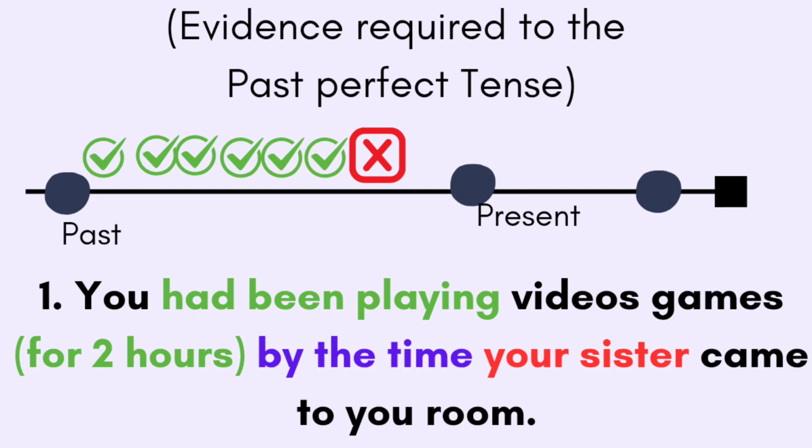Here, evidence is required, which means you have been playing video games for 2 hours. The moment your sister came to your room, you stopped playing video games because maybe your sister might want you to go out, or she might want you to take out. Definitely, there has to be some evidence, right? We will see another 3 examples to understand the concept. Remember, sometimes we mention the duration of an action or no need to mention the duration.